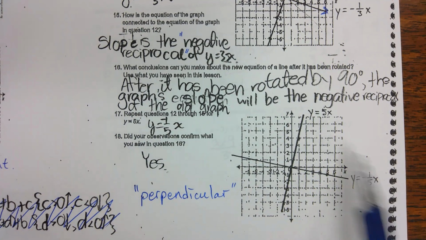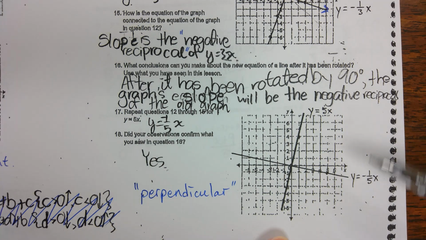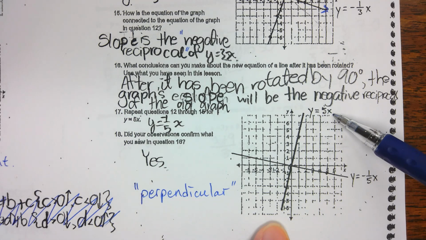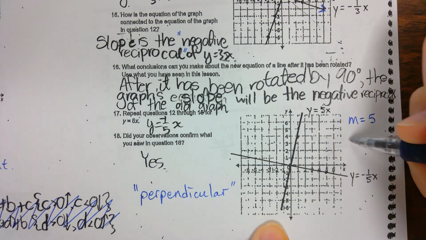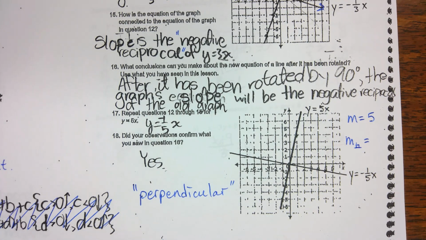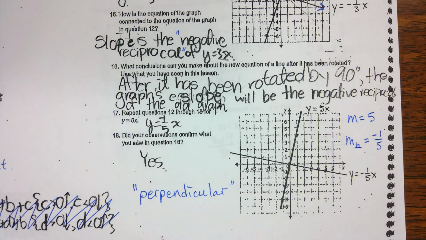So for example, this one then, y equals 5x. So my slope right here is 5. So the perpendicular slope is going to be? Yep. Negative 1 over 5. Not just 1 over 5, but also negative, because your line changes direction.